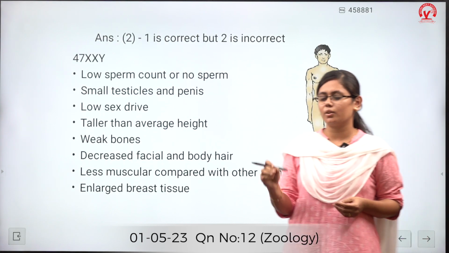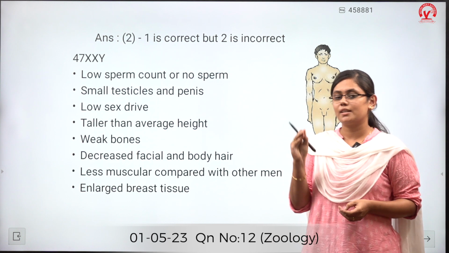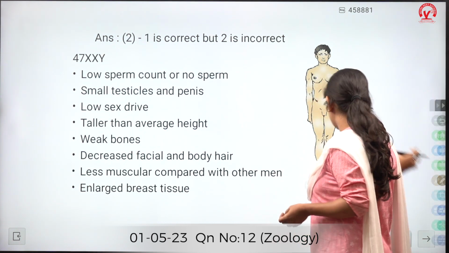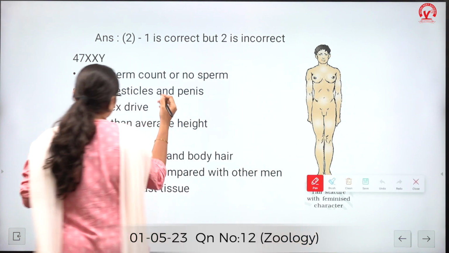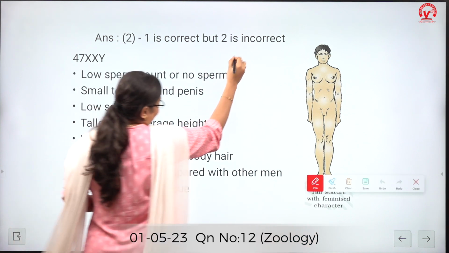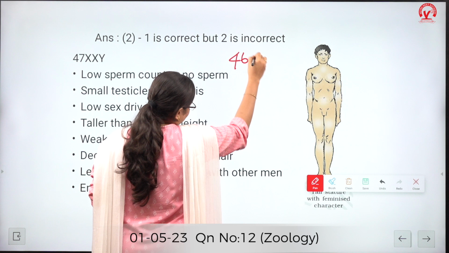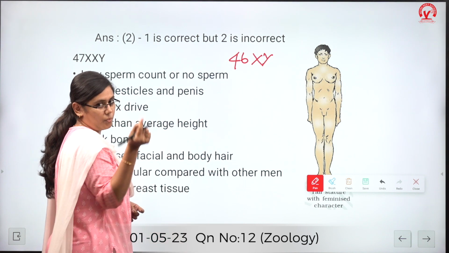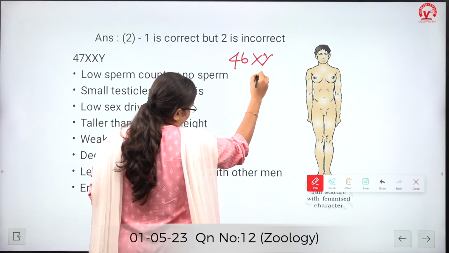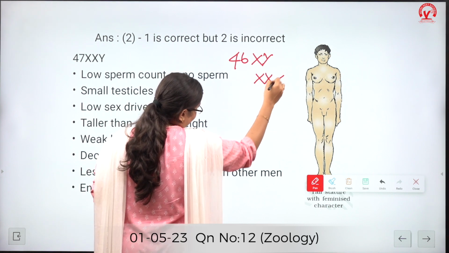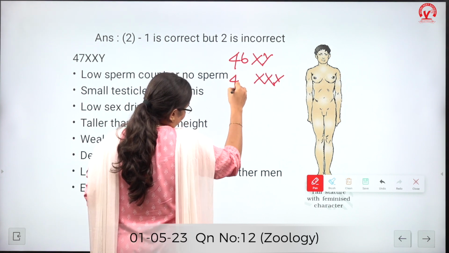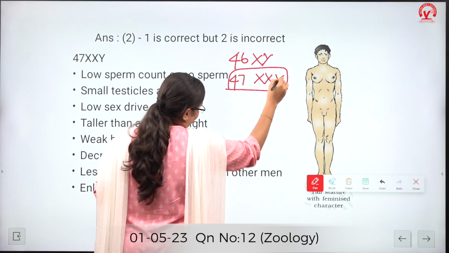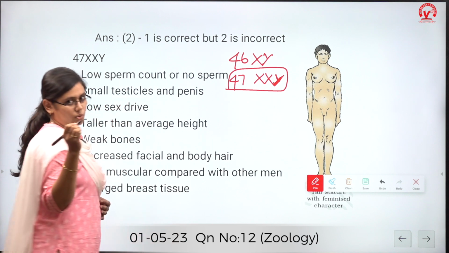Klinefelter syndrome is a chromosomal disorder. Okay, so it is a type of aneuploidy where there will be an additional chromosome. So normally a male will have 46XY. In Klinefelter syndrome, there will be an X chromosome in addition. So they will have XXY. So along with 46 plus 1, 47. This is the karyotype of Klinefelter syndrome males.